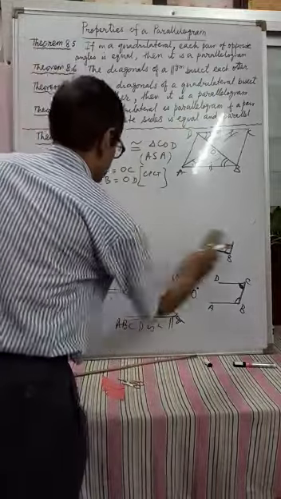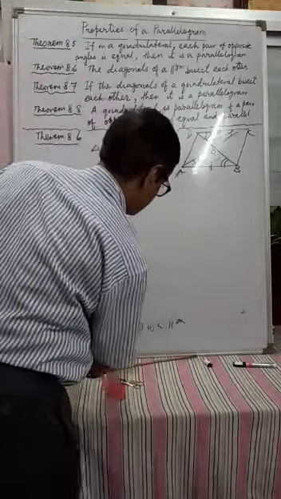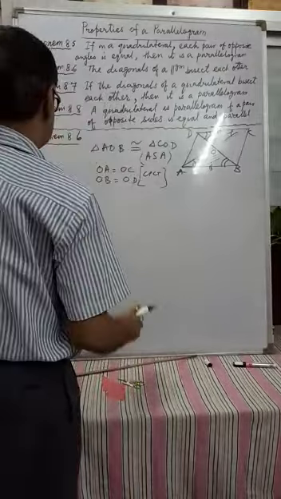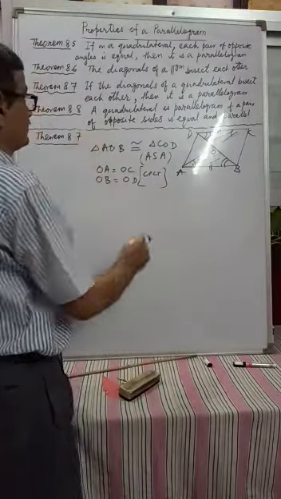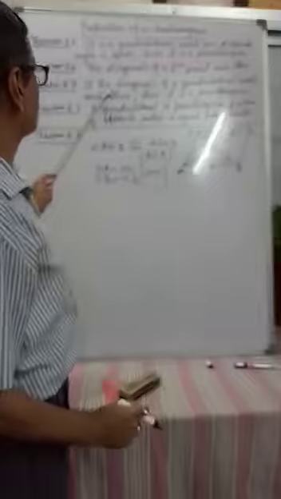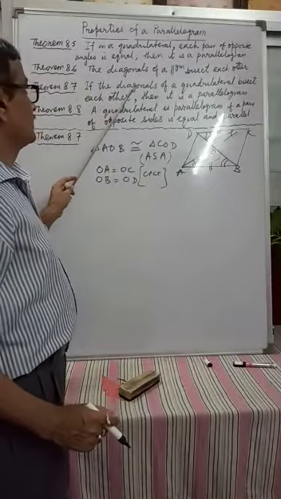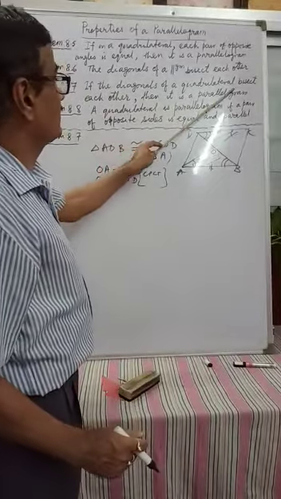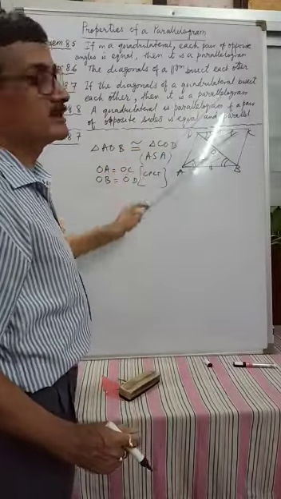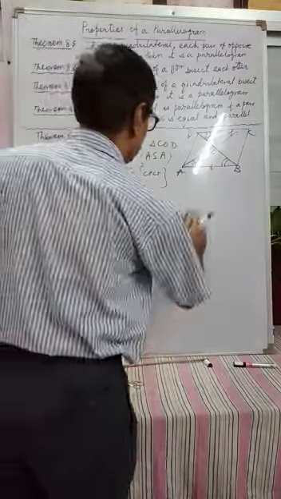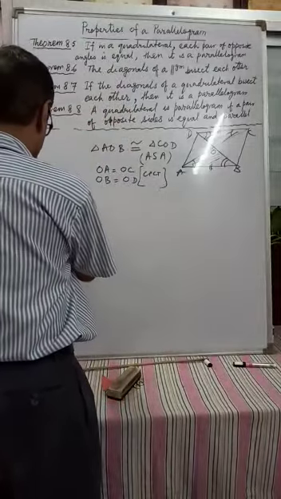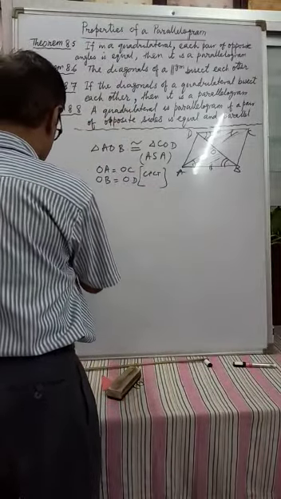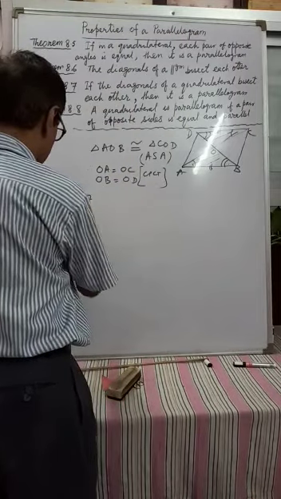Now, the next property, which is given in the form of a theorem, that is 8.7, its converse. It is the converse of 8.6. If the diagonals of a quadrilateral bisect each other, then it is a parallelogram. And for that, 8.7, we are doing it here.